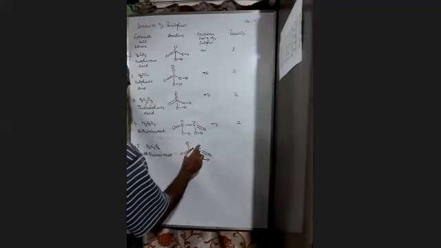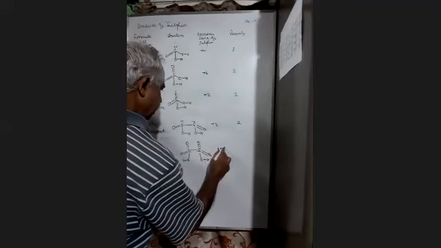Now you have 2 more oxygen. One is here, other is here. This is +5. This is 2. Okay. So what is important for the exam?